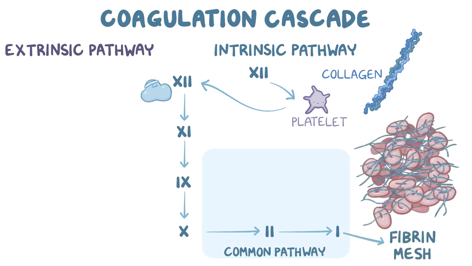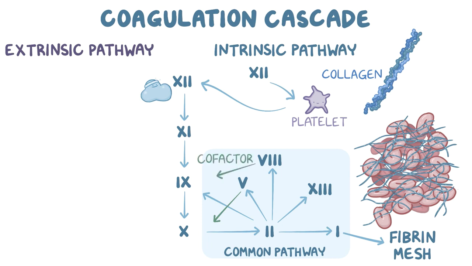When factor 2 gets activated, it also activates 4 other factors: 5, 8, 9, and 13. Factor 5 gets activated and acts as a cofactor for 10. Factor 8 acts as a cofactor for factor 9, and factor 13 helps factor 1, or fibrin, form crosslinks. In the extrinsic pathway, exposed tissue factor activates factor 7, which activates factor 10 and starts the common pathway.